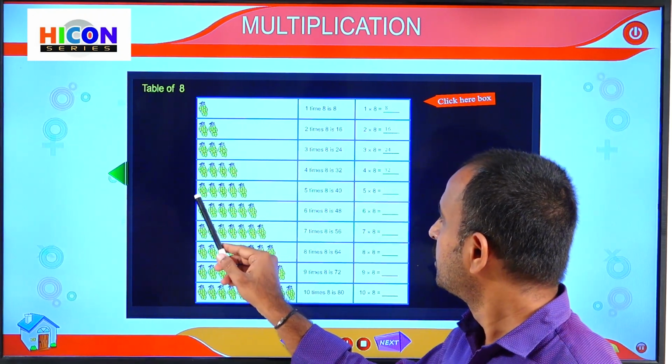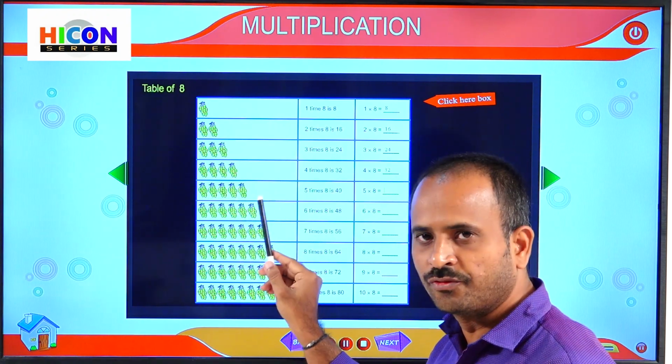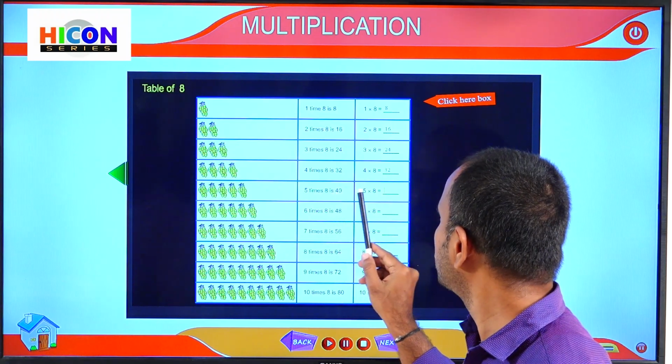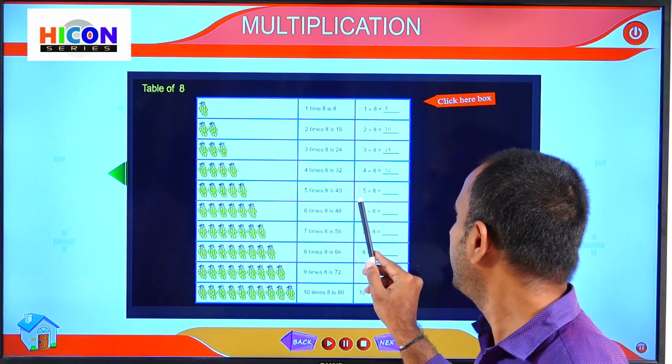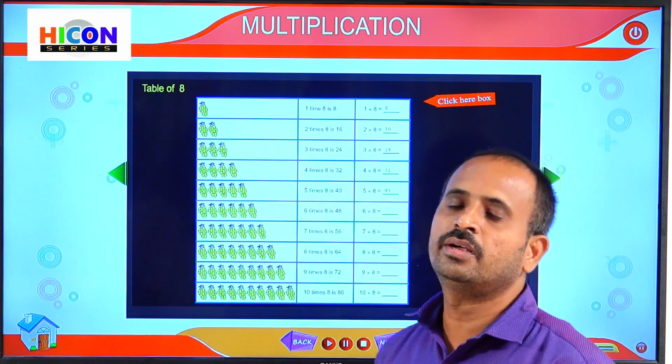So children, see here, how many groups are there? There are 5 groups. Each group has 8 fruits, can be written as 5 times 8, and it becomes 5 into 8, 5 eights are 40. So there are total 40 fruits.